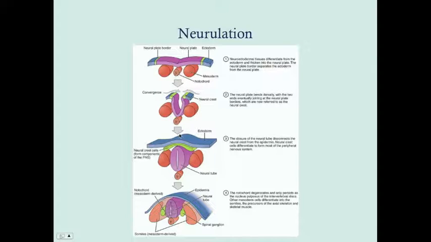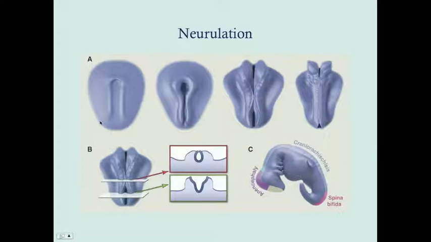So typically it's some point between weeks 2 and 3 where you have a problem and you don't have a complete closure, and that's what's going to lead to a neural tube defect. Here's another view of how neurulation looks. Here's where you have that invagination, and ultimately it's supposed to close.